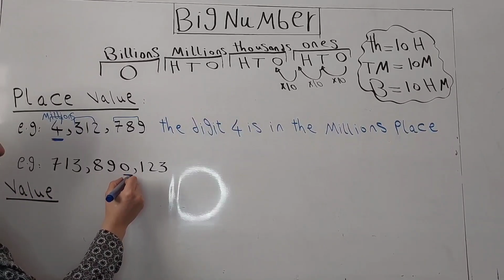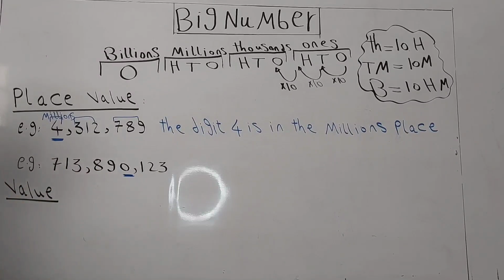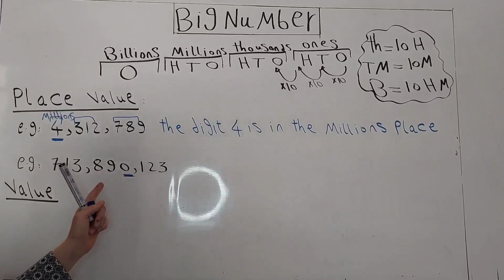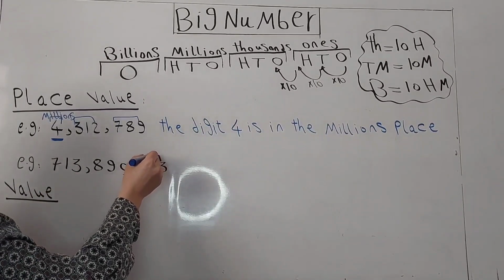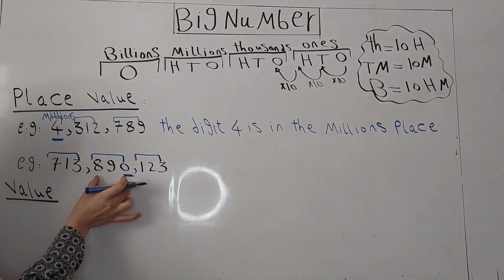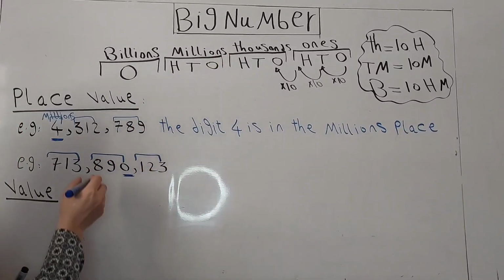We need to write the place value for the digit 0. The 0 is in which family, first, second, or third? This is first, this is second, this is third. The 0 is in the second family. The second family is called thousands.